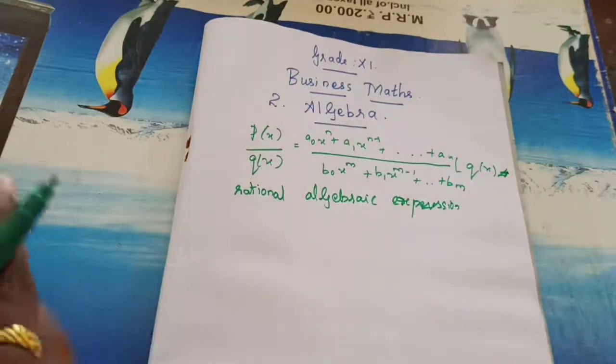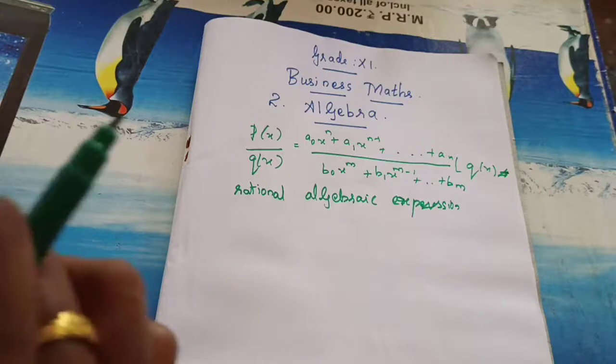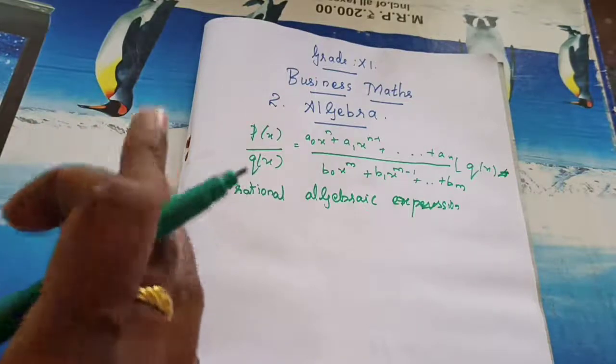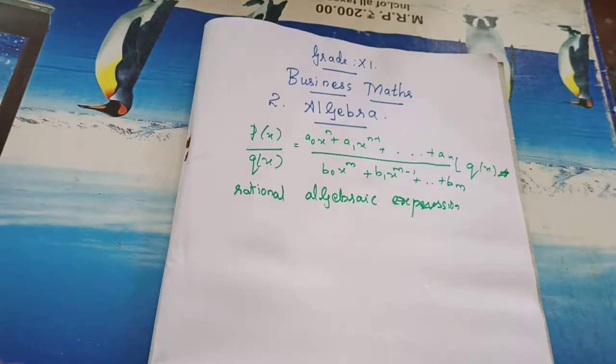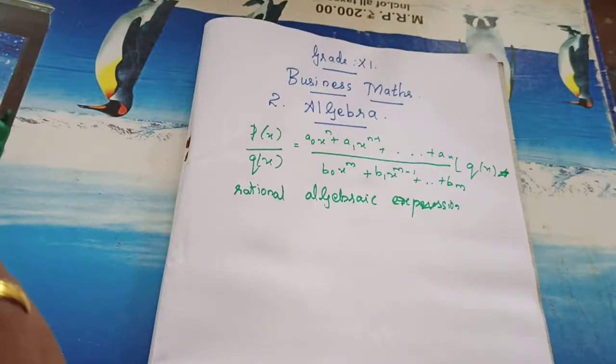Now you know the form of an algebraic rational expression. A rational number is in the form of p by q, q not equal to 0. Here, a rational algebraic expression means p of x is one polynomial divided by q of x, a polynomial of any degree, where q of x is not equal to 0. Understand the difference between rational numbers and rational expressions. Rational number means it's in the form of p by q, q not equal to 0. But rational expression means it's in the form of p of x divided by q of x, where the q of x value is not equal to 0.